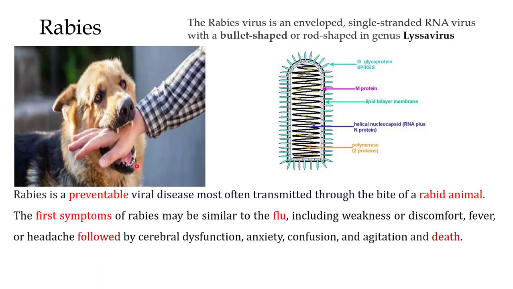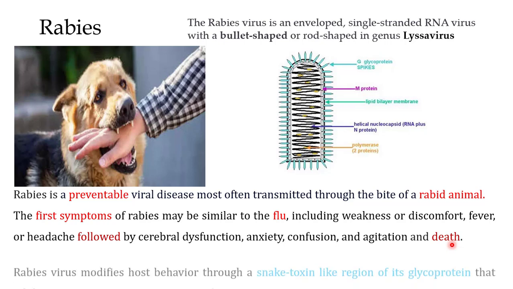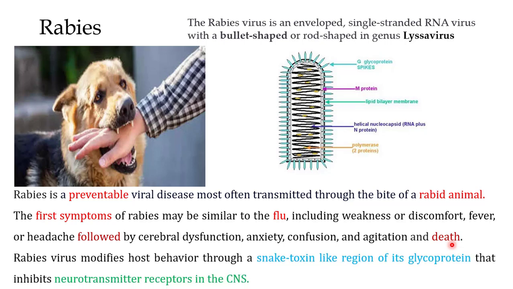Now if you talk about the symptoms of rabies, the first symptoms may be similar to the flu, like weakness or discomfort, fever or headache, and these first symptoms are actually followed by serious symptoms including cerebral dysfunction, anxiety, confusion, and if not treated, it can lead to the death of the patient. Now how is this rabies virus going to kill the individual?